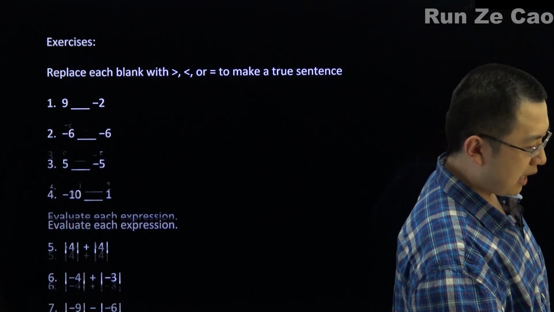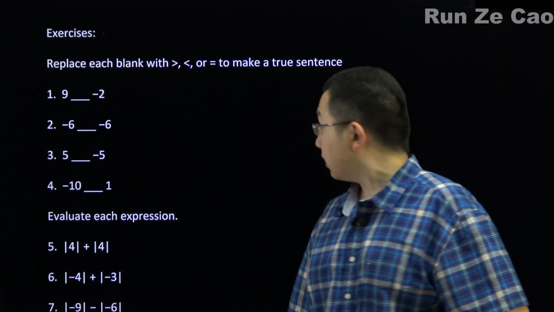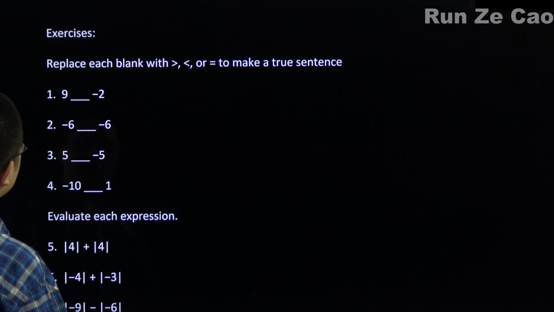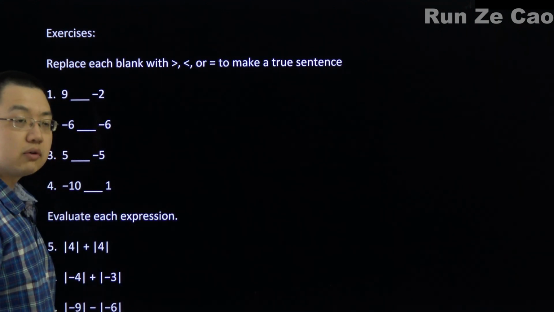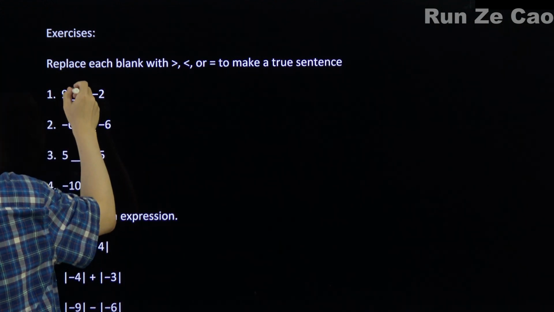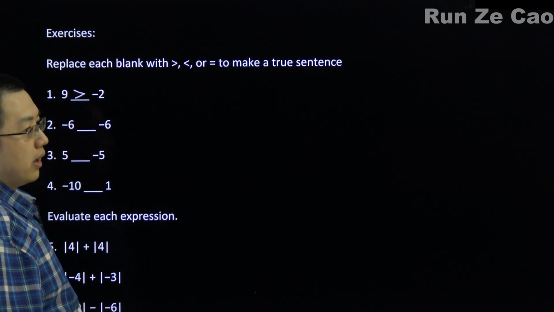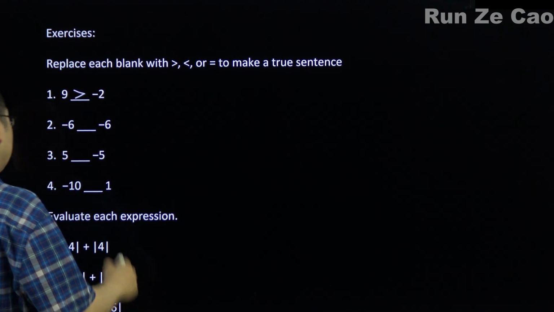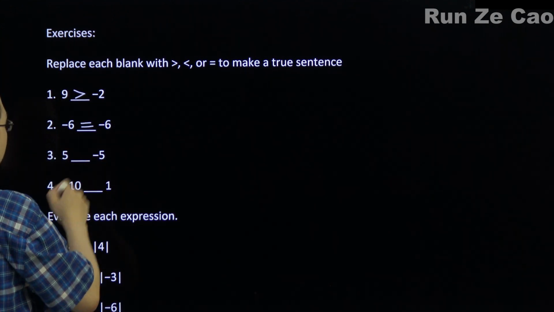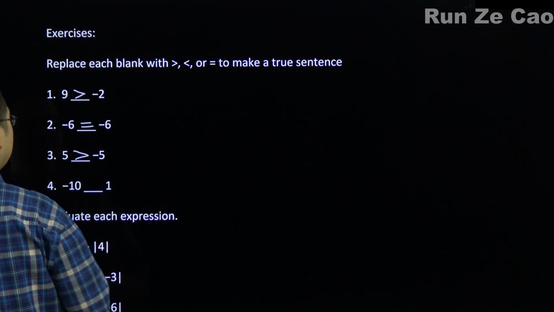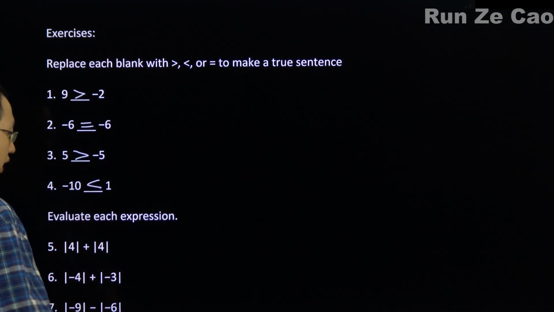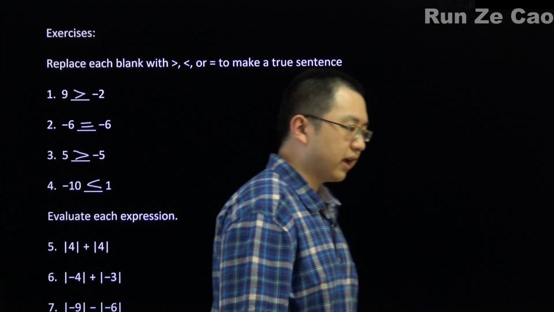Exercises. Replace each blank with greater than, less than, or equal to make a true sentence. 9 and negative 2. Well, 9 is positive and negative 2 is negative. So positives are greater than negatives. That's a simple way to deal with this. Negative 6 and negative 6, they're equal. They're the same thing. 5 and negative 5, positive bigger than negative. Negative 10 and 1, well, 1 is positive, negative 10 is negative, so positive greater than negative.